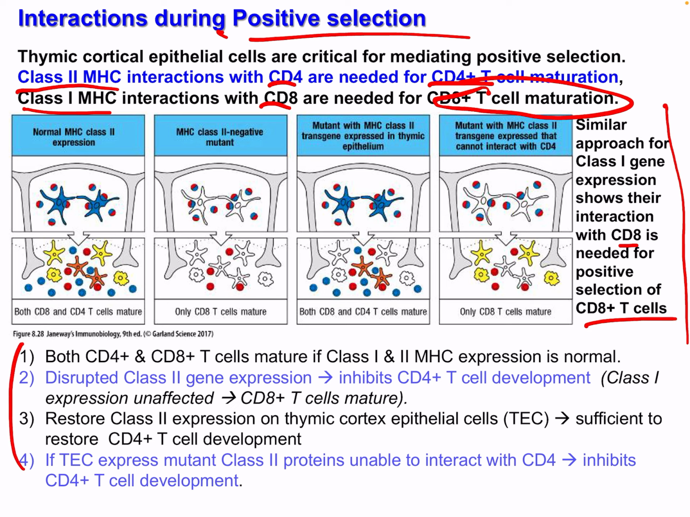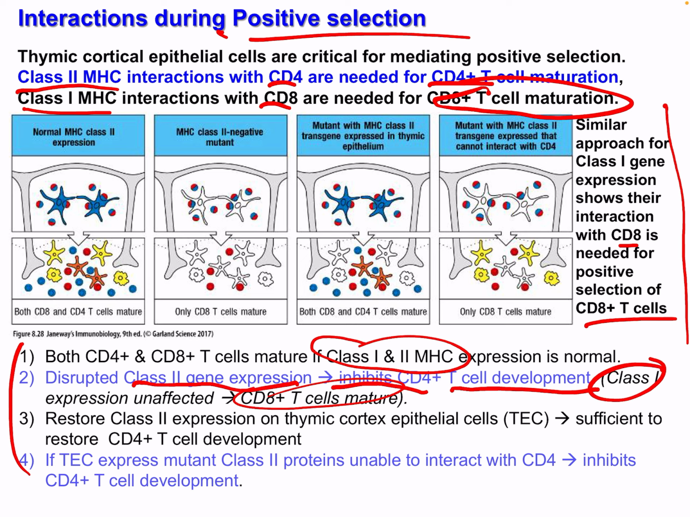So here essentially are the steps. Both CD4 and CD8 positive T cells mature if the class 1 and class 2 MHC expression is normal. Disrupted class 2 gene expression inhibits CD4 T cell development. So class 1 will be unaffected because this is for CD8. Restoring class 2 expression on thymic cortical epithelial cells, or TECs, is sufficient to restore CD4 positive T cell development. If the thymic cortical epithelial cells express mutant class 2 proteins unable to interact with CD4, this inhibits CD4 positive T cell development.